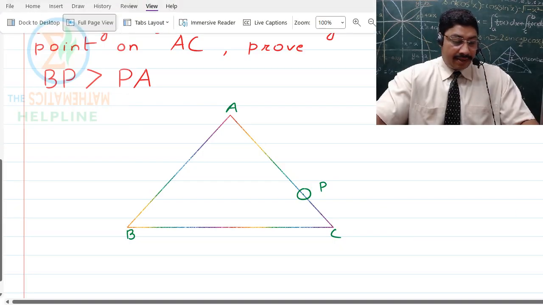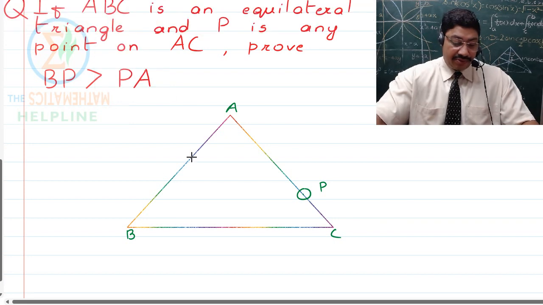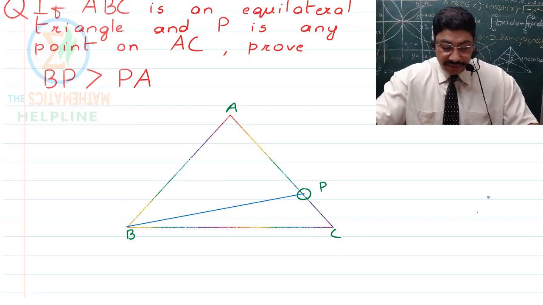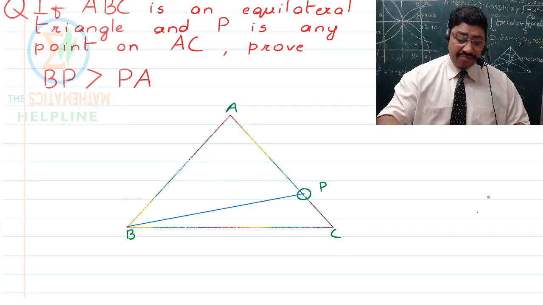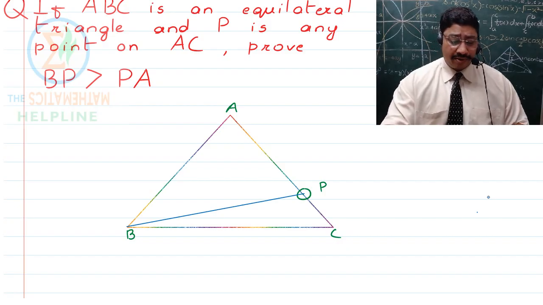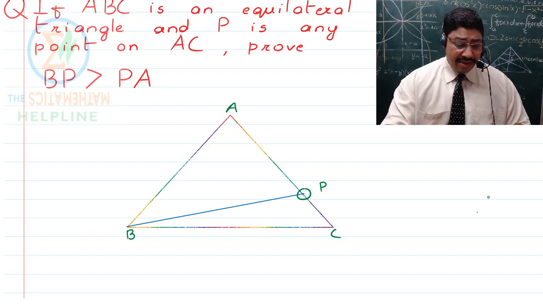Okay, now let's say we have the straight line which is BP to be drawn, say something like this. Okay, so this is that straight line which is BP, right? Now as you see, we have two triangles formed here. One is APB and the other is PBC, right?